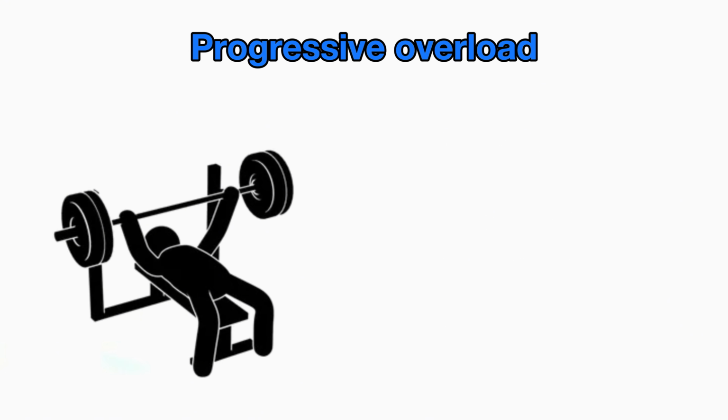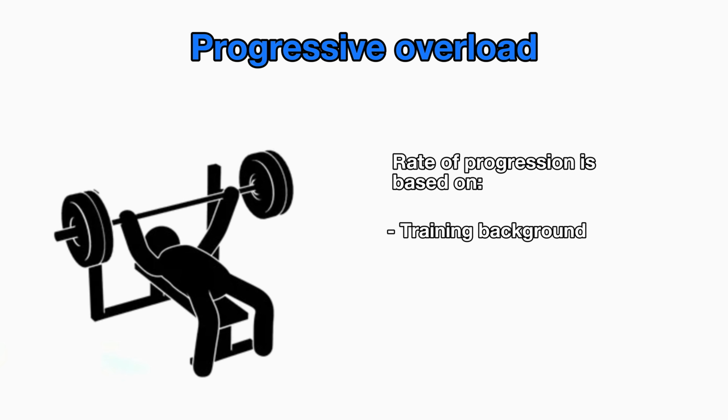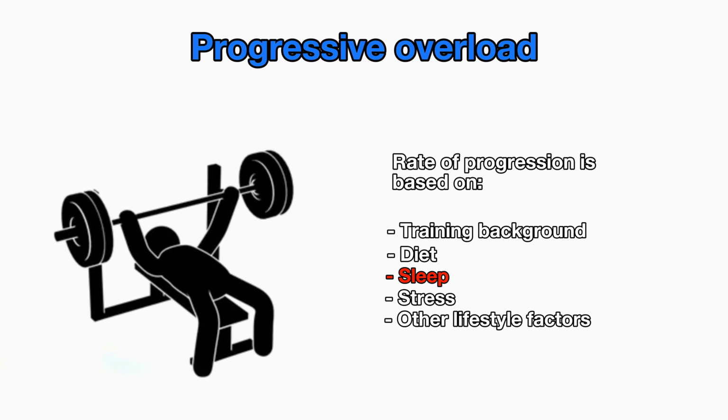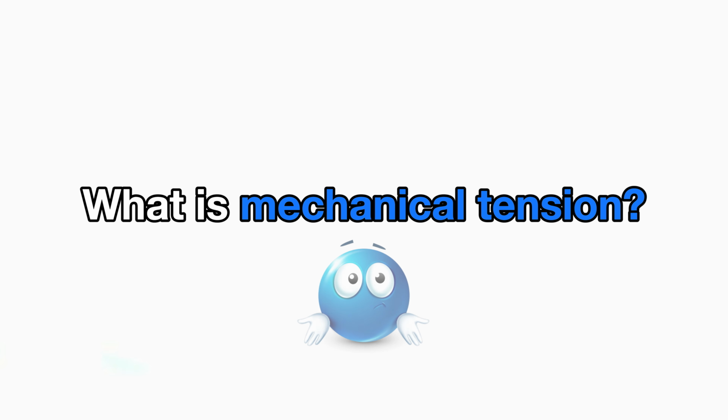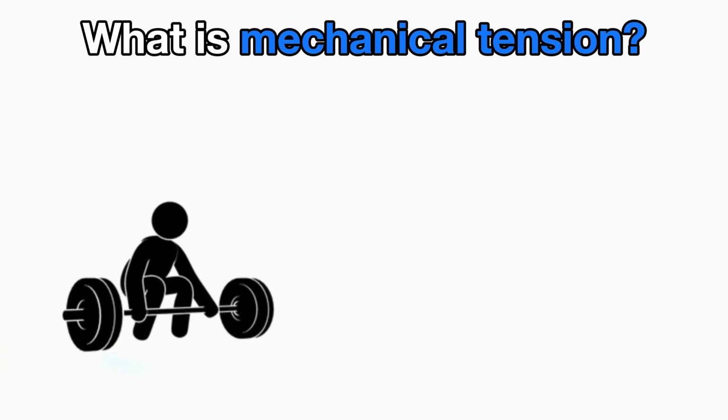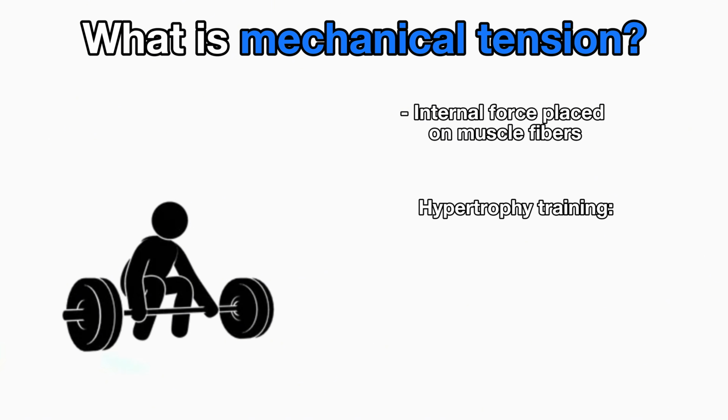The speed of progress varies depending on your training background, what you eat, how well you sleep, which is critical, your stress levels, and other lifestyle factors. So coming back to the original question, what exactly is mechanical tension? While the term isn't perfectly defined in practical terms, it's most useful to think of it like this. Mechanical tension refers to the internal force placed on muscle fibers. It's not only about the weight on the bar. In hypertrophy training, it's more about how much local stress the muscle experiences.